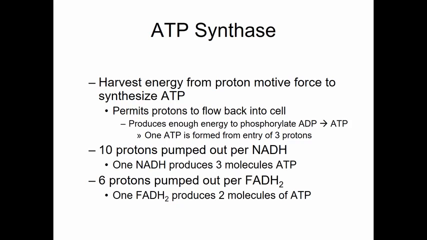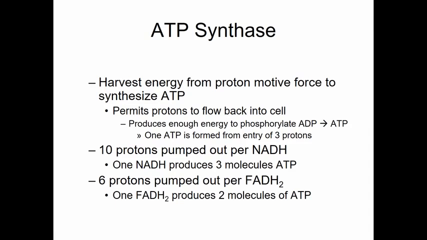The whole point of that enzyme, ATP synthase, is to take the energy from the proton motive force, which is just all those protons on the outside, and allow the protons to come back into the cell and make ATP. For every 3 protons that come back in, 1 ATP is formed. If there are 10 protons pumped out per NADH, that makes 3 molecules of ATP. I know, you're like, wait a minute, 3 times 3 is 9, you have an extra proton. It all evens out in the end. We make 3 molecules of ATP. 6 protons are pumped out per FADH2, which means 1 FADH2 is going to make 2 molecules of ATP.